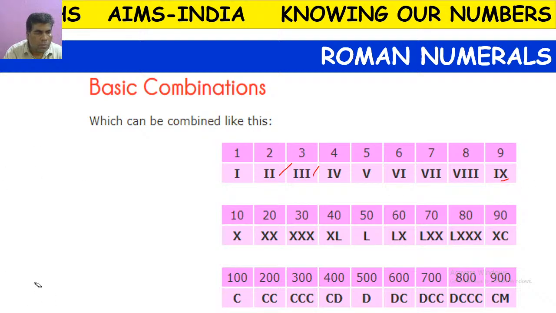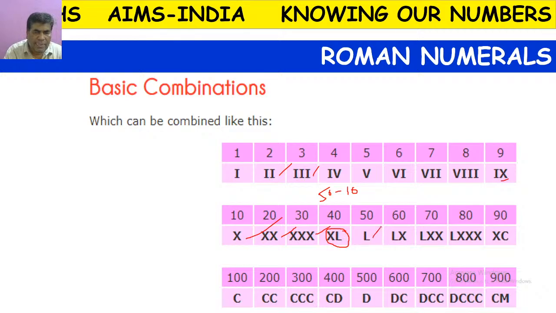Okay. Now, in the same way, 10, 20, 30, 40. What is 40? It is 50 minus 10. For 10, X is written here. For 50, L is written here. As subtraction is there, the smaller number comes first, then the bigger number.